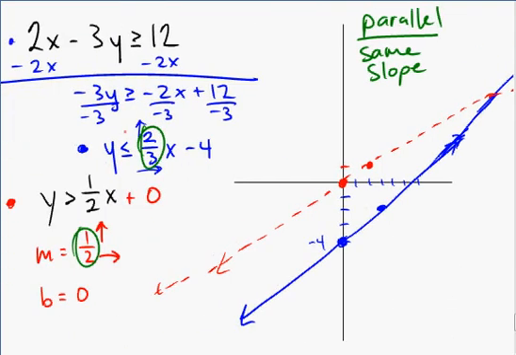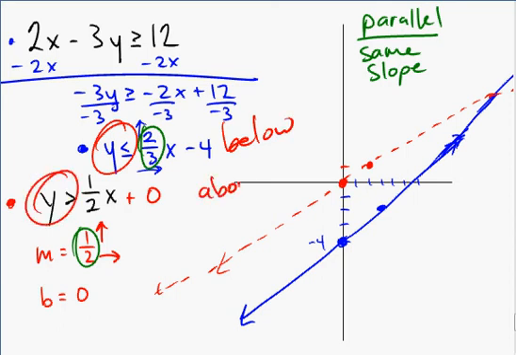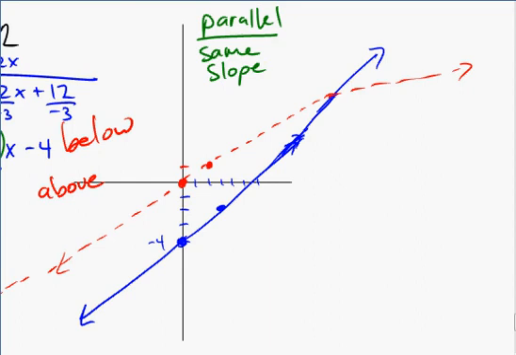The blue is less than, so below the blue. The y is greater than, so above the red. Above the red, below the blue. Okay? This shouldn't bend right here. This should be straight.